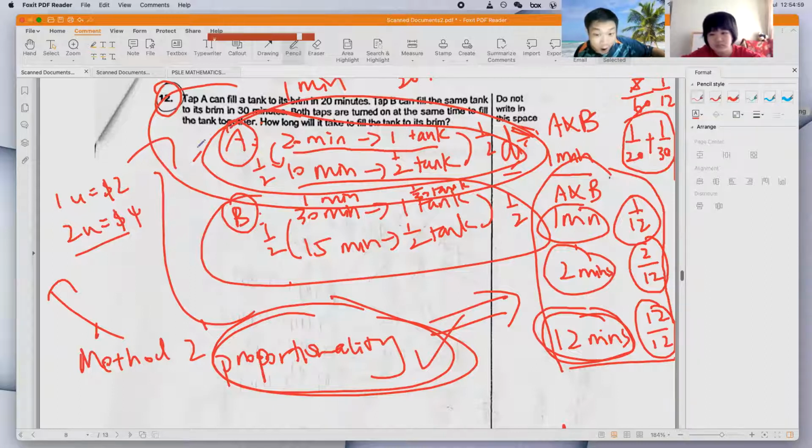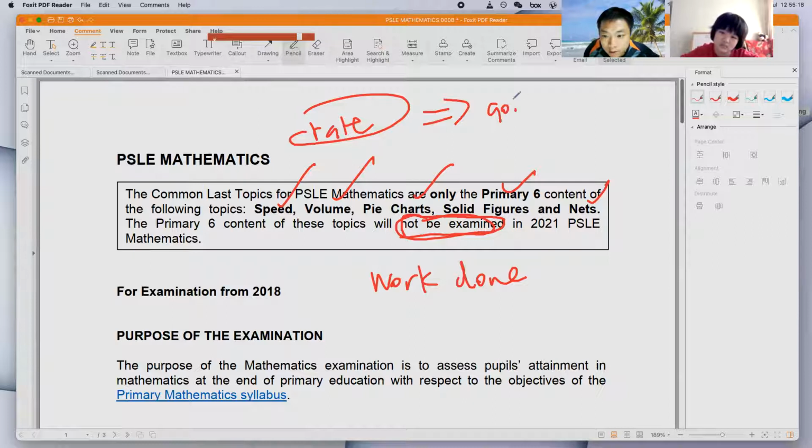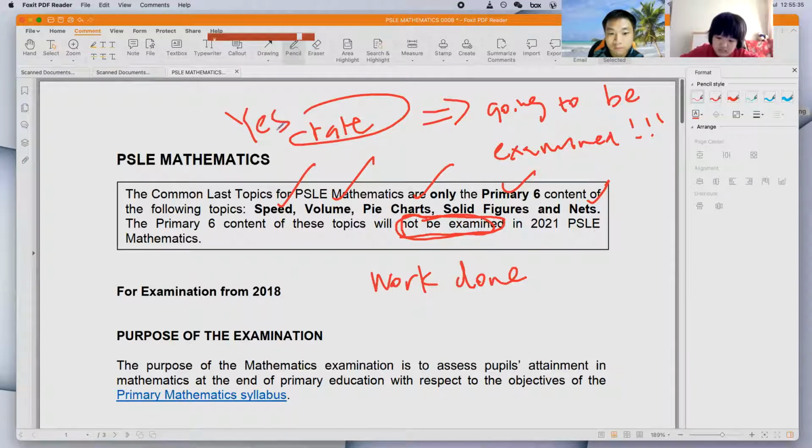No. Rate is not going to come out. Okay, let's check. No rate. Just now you said it's a rate question, right? So I don't see rate not being examined. So can I say rate is going to be examined? Yes, I think they are going to be examined.